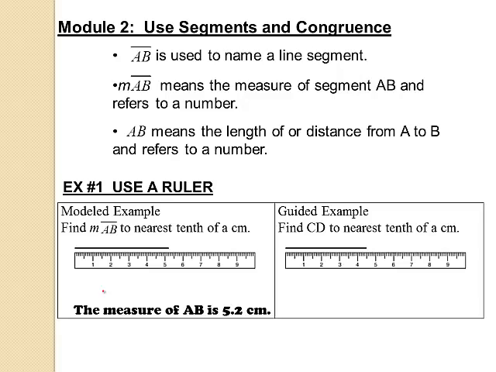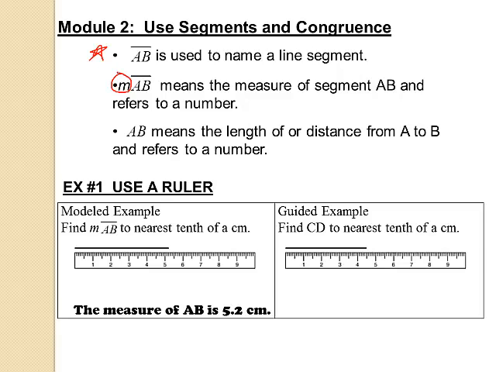Okay, this is Module 2, Use Segments and Congruence. A lot of this is dealing with measurements and with segments and the difference between lengths and actual figures. So the first term we have, and we did this in the previous module, is segment AB, which is used to name a line segment. It has two letters and it has the line segment notation above it. If you have an M in front of this, that's going to actually refer to a number or a length.